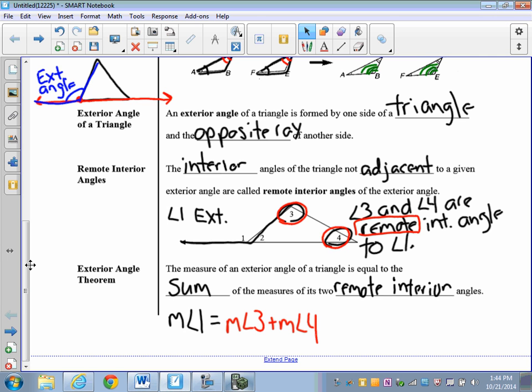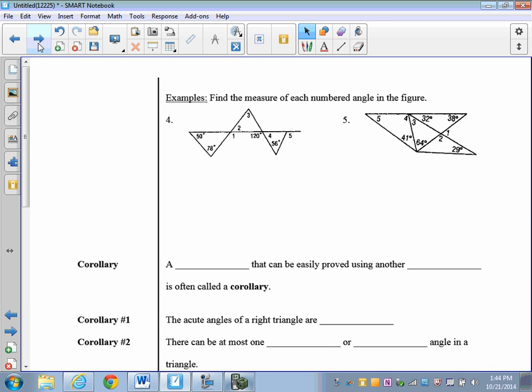There are 3 exterior angles on every triangle. This will work for all of them whenever you figure out the remote interior angles. So sometimes we'll be given problems like this where you'll have to use the theorem we just learned, the exterior angle theorem, to solve for them.